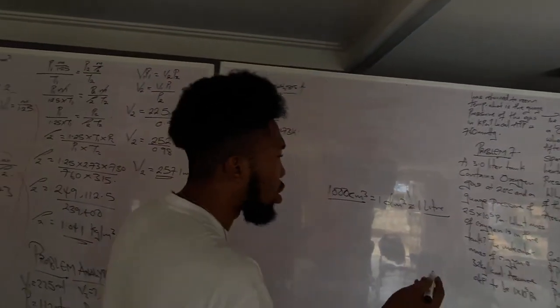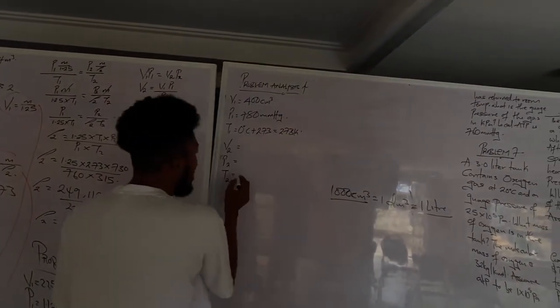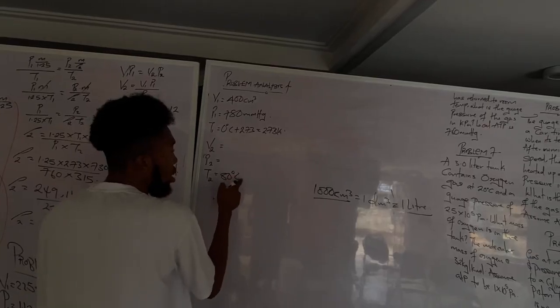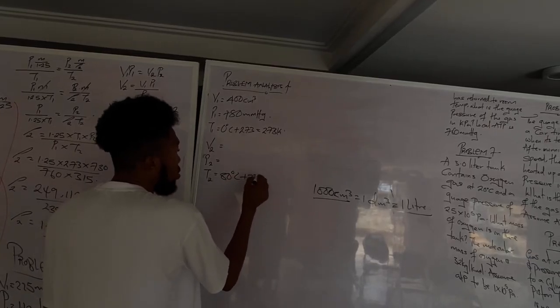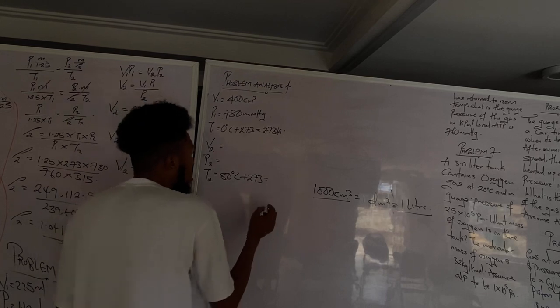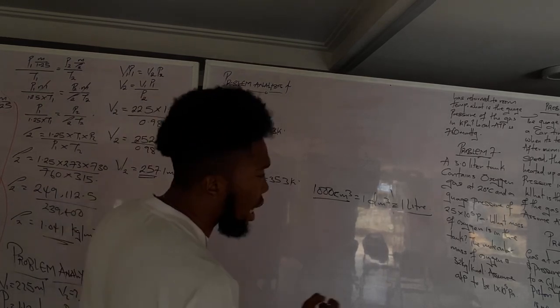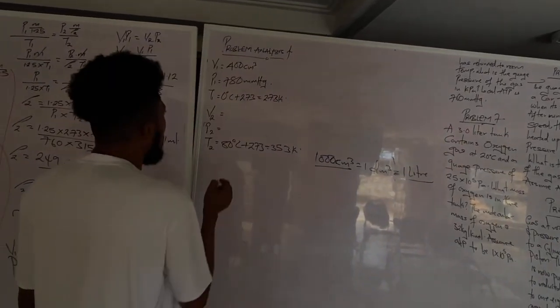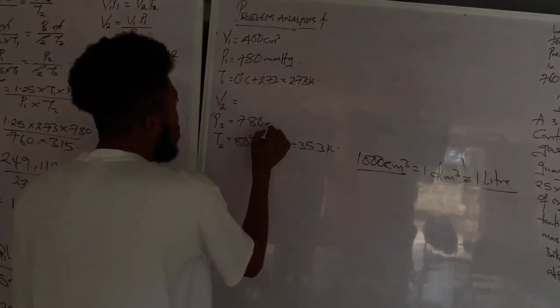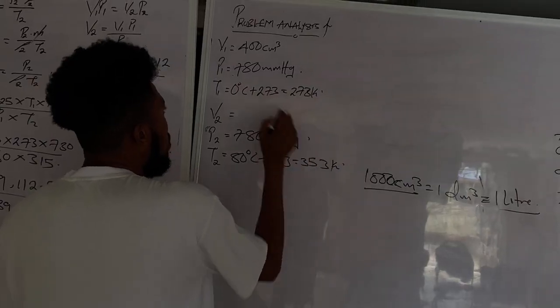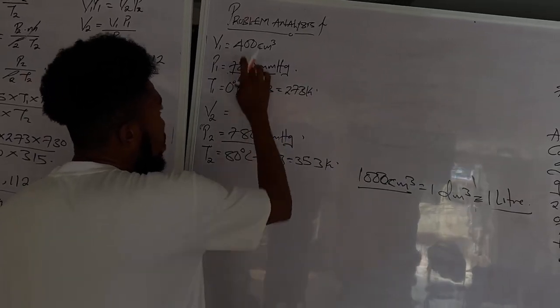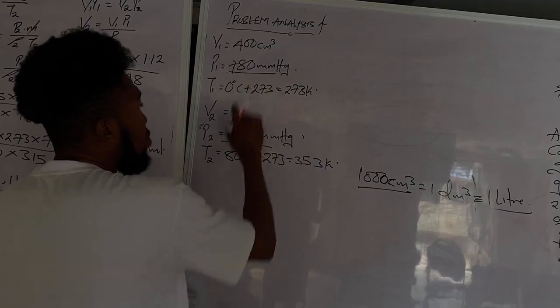So what volume will it occupy at 80 degrees Celsius? My T2 is 80 degrees Celsius, not Kelvin. Let's convert it: adding 273 to absolute gives me 353 Kelvin. Our P2 there is 780 millimeter mercury. Wow, the P2 did not change. P1 was 780, P2 is 780. That means the pressure is constant.